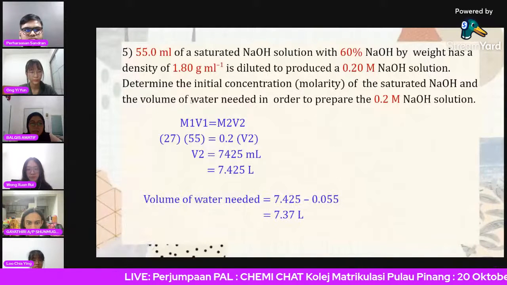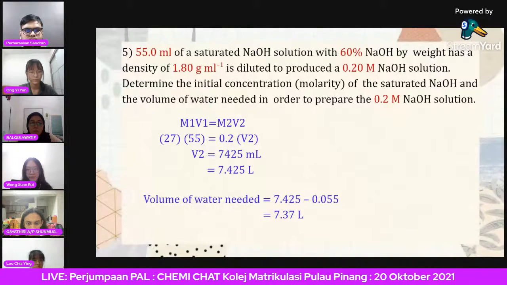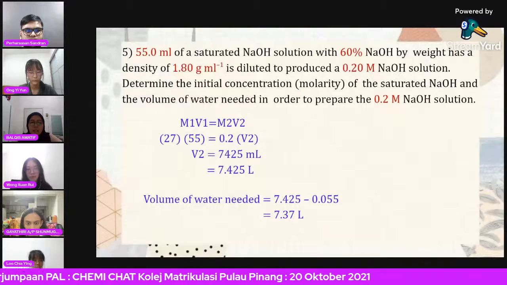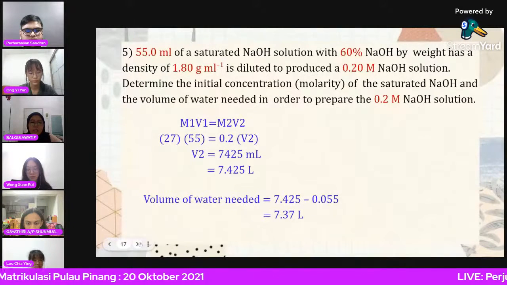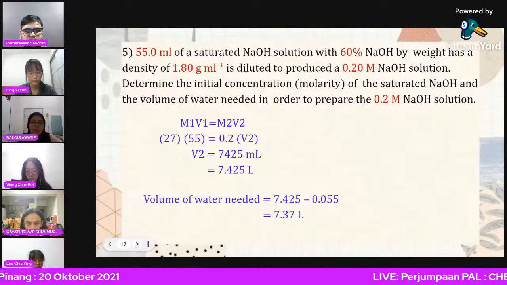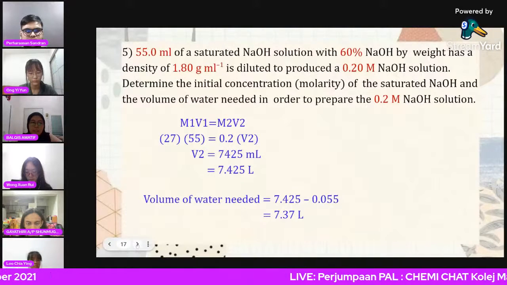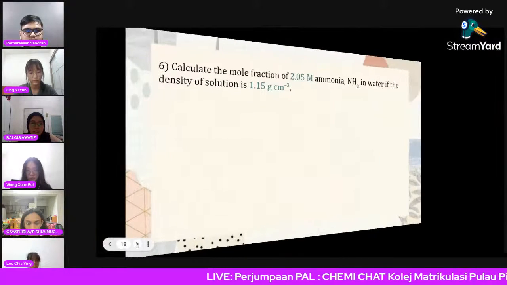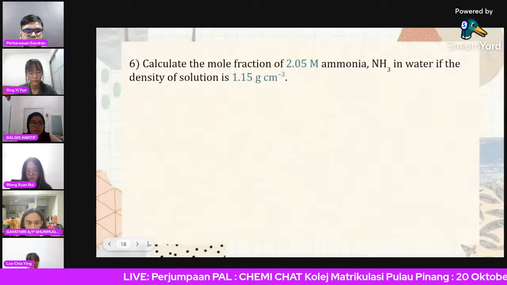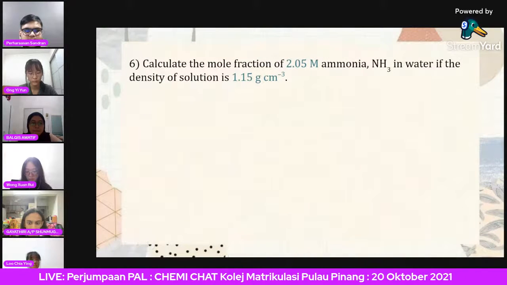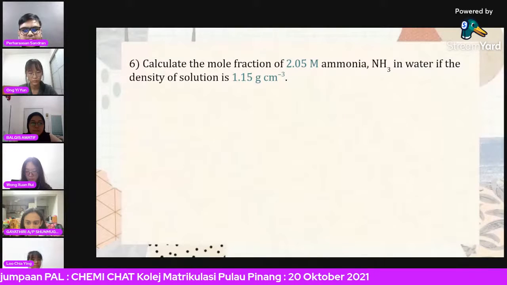Okay, the last step: we want to find the volume of water needed, so we just subtract 7.425 minus 0.055, and the answer is 7.37 liter. That's all for question number 5. Thank you very much to Balkis Awatif for question number 5.